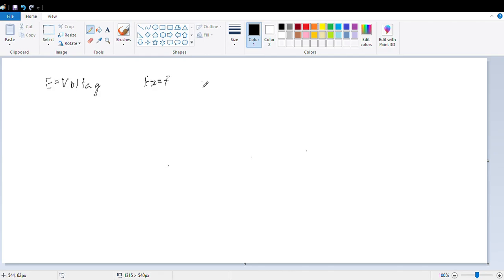And then we have amps. They've given us amps, which is equal to I when we're dealing with formulas.